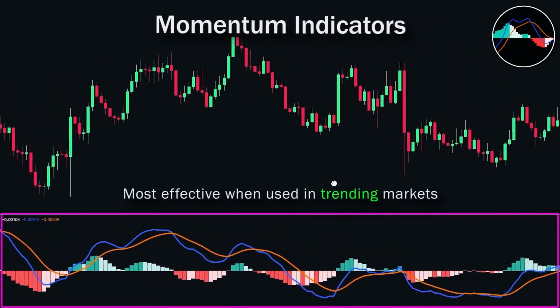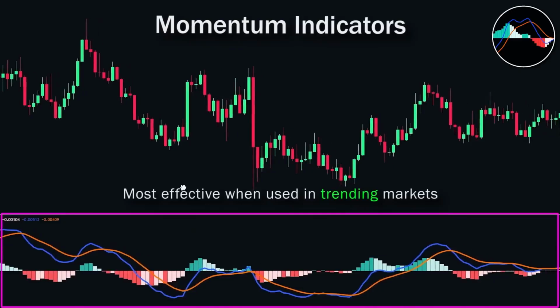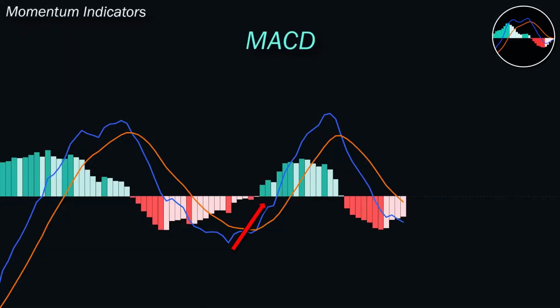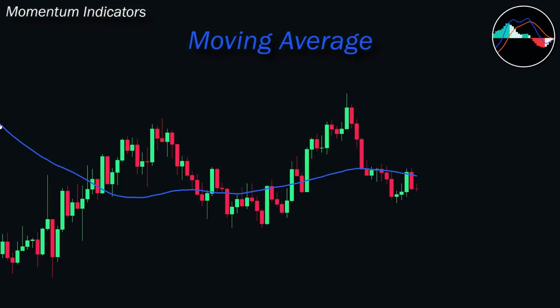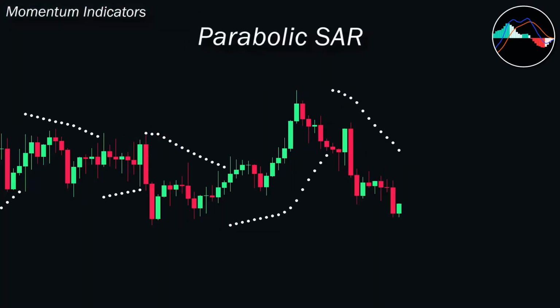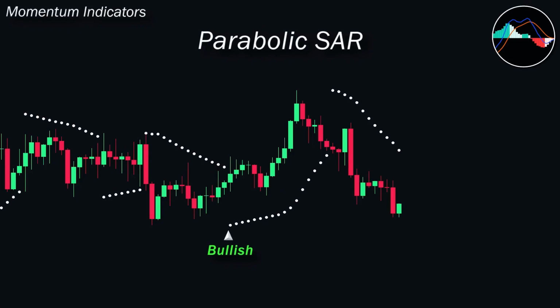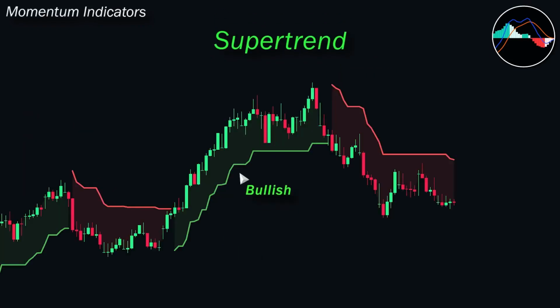Momentum indicators. These are the types of indicator that measures the direction and strength of a trend. It is most effective when used in trending markets. Some of the most notable momentum indicators are MACD. An upwards crossover indicates a bullish trend, while a downwards crossover indicates a bearish trend. Moving averages. Price being above the moving average signals a bullish trend, and price being below signals a bearish trend. Parabolic SAR. A dot below the price indicates a bullish trend, and a dot above the price indicates a bearish trend. Supertrend. Green signal indicates a bullish trend, and a red signal indicates a bearish trend.